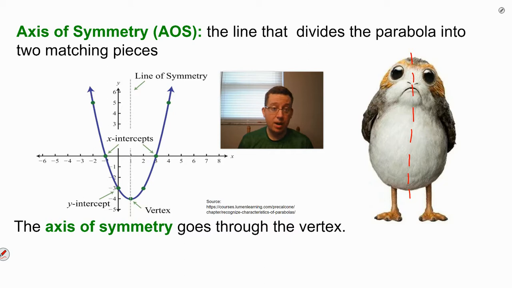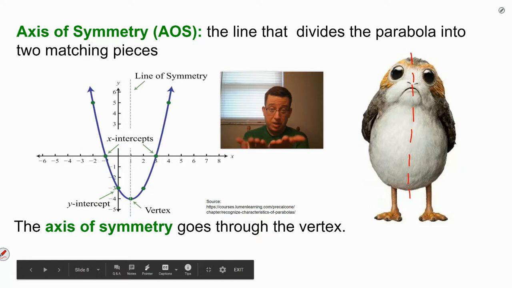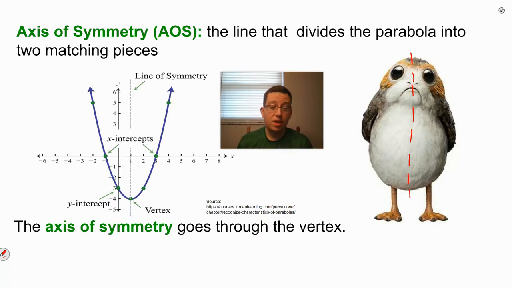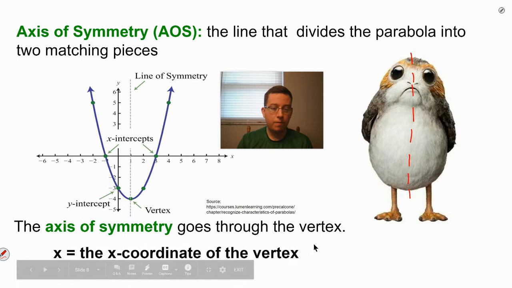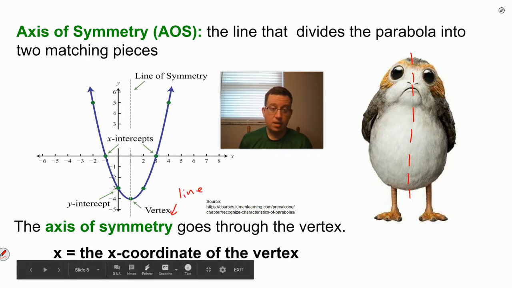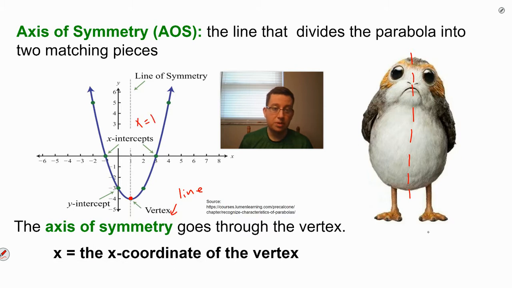Same thing with a parabola. With a parabola, we can have this line down the center, and it makes it symmetrical. So it can fold on top of itself, and it's the same. Now, the axis of symmetry always goes through the vertex, because the vertex is the center point of all of this. And the equation for this is x equals the x coordinate of the vertex. So this is a line. Make a little note of that. In this case, my axis of symmetry would be x equals 1, because you see here, that's the x coordinate of this point.